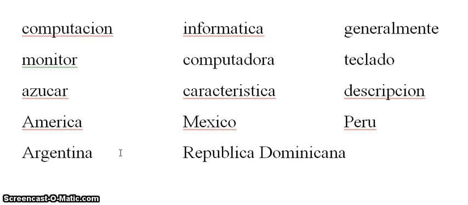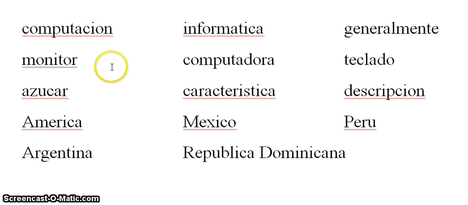Argentina. Last one. República Dominicana. I'll separate it for you. República. Last one. Dominicana.